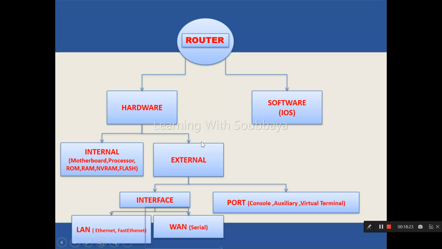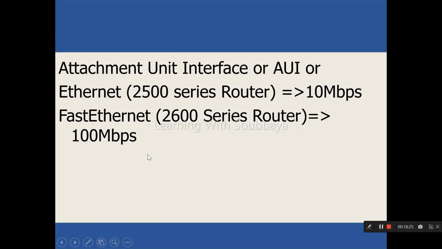Now we are going to study about internal components also. What are the components available? This is your external component, AUI, attachment unit interface, which is available in the 2500 series router. This AUI is also called Ethernet interface, which supports 10 Mbps. In the 2600 series router, we have fast Ethernet interface available, which supports 100 Mbps speed. That's the difference between AUI and fast Ethernet.